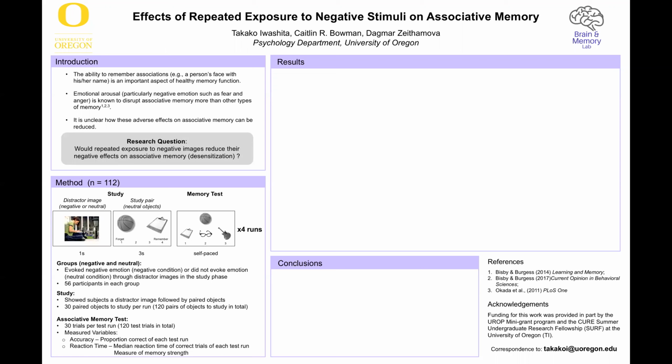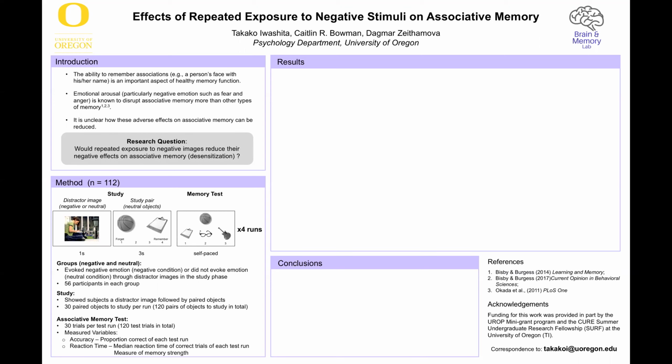To test this question, we first randomly assigned subjects into one of two groups. One is where we evoked negative emotion through distractor images in the study phase, and we called this group negative condition. And the other one is where we did not evoke such emotion, and we called this group neutral condition.